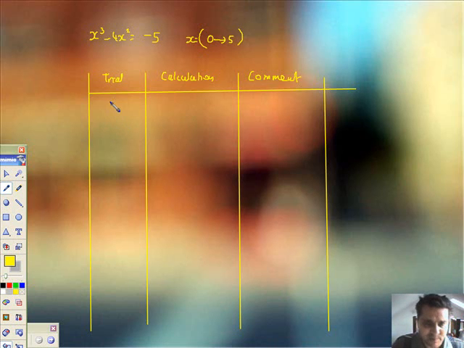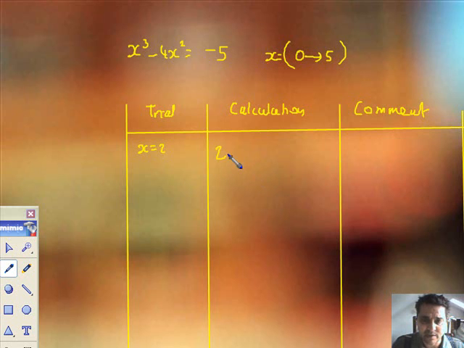Right, what I tried first, I said, right, let's just try x equals 2. So I'm substituting x equals 2 there, so I've got 2 cubed minus 4 lots of 2 squared, and that gave me exactly minus 8. Now, of course, that is too small, so that is my comment, or too low.